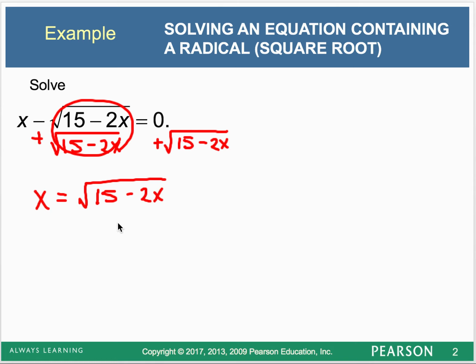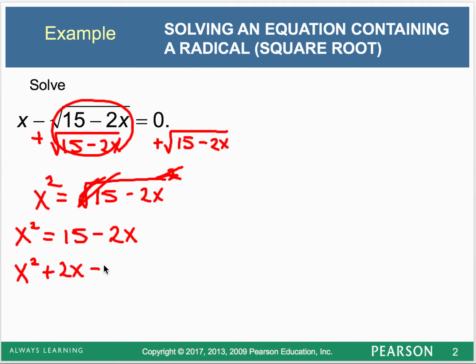Once you get the radical isolated, square both sides of the equation. Okay, so this just leaves x squared, but here, this square and this square root undo each other, and it just leaves the 15 minus 2x. Now I'm left with a quadratic equation. So let's add 2x to both sides and subtract 15 and try to factor it.